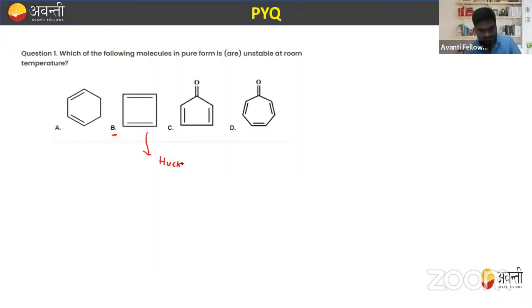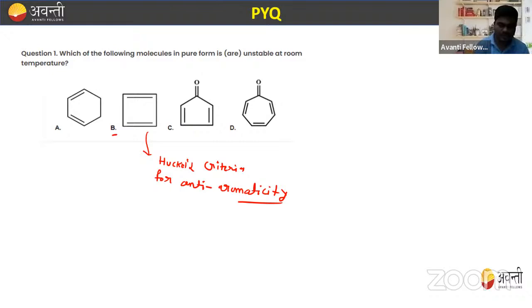Let me write. Huckel's criteria for anti-aromaticity. So both the compounds B and C follow the Huckel criteria for anti-aromaticity. Thus, we can say that these two compounds are unstable, right? I hope this is clear to you.